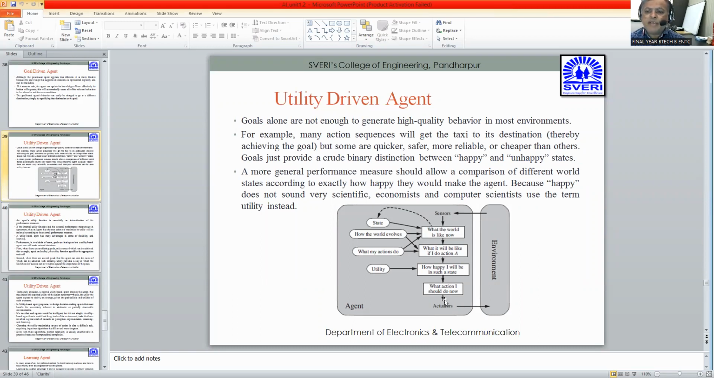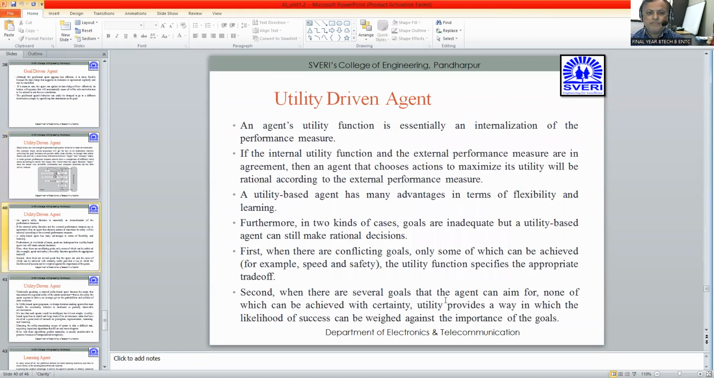sound very scientific. Economists and computer scientists use the term utility instead. So utility is what, whether I am happy or not to reach the destination. So by happy बोलना तो ठीक नहीं लग रहा है आर्टिफिशियल इंटेलिजेंस में, whether I am happy or unhappy, है ना. तो फिर बेस्ट पे उन्होंने क्या निकाला कि चलो somewhat word use करते हैं utility. So they used the word utility for the unhappiness or the happiness of the agent while driving towards a destination. And that's what the utility driven agent is about.